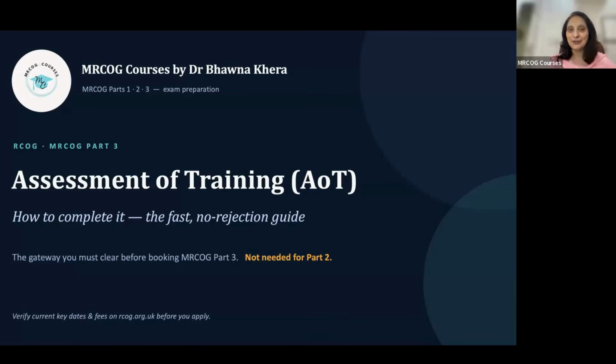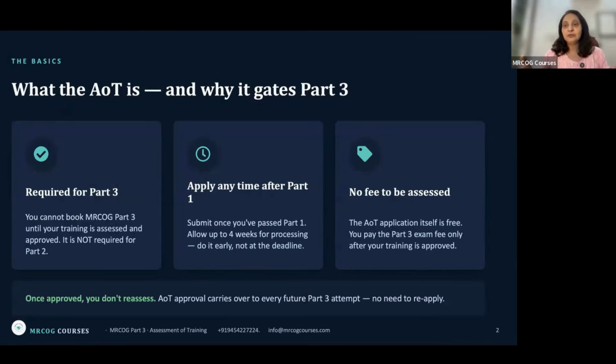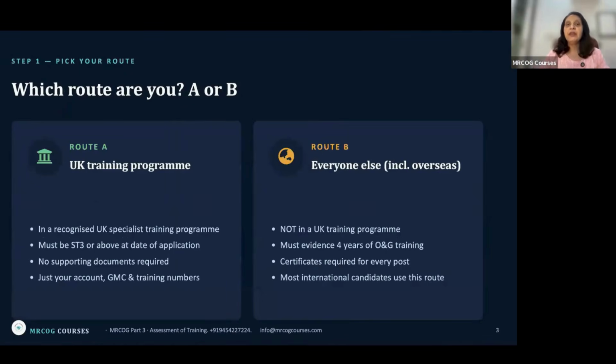So let's go. Basically, when it has to be done, it can be done anytime after Part 1, but the requirement is for Part 3. So you can do it after Part 2 as well, and there is no fee asked by the RCOG for this form. As you start filling this form, there is option A and option B.